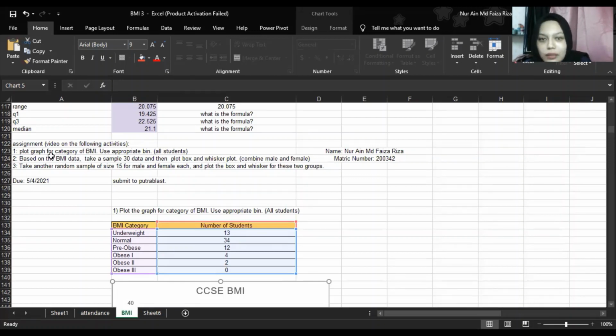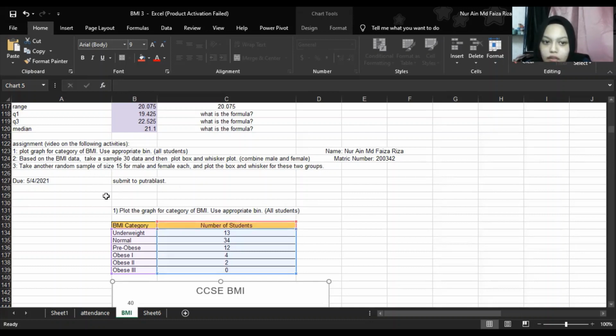The first question is: plot the graph for category of BMI. Use appropriate plot for all students. The second one is based on the BMI data: take a sample of 30 data and then plot a box and whisker plot, combining male and female. And the last one is: take another random sample of size 15 for male and female each and plot the box and whisker for these two groups.